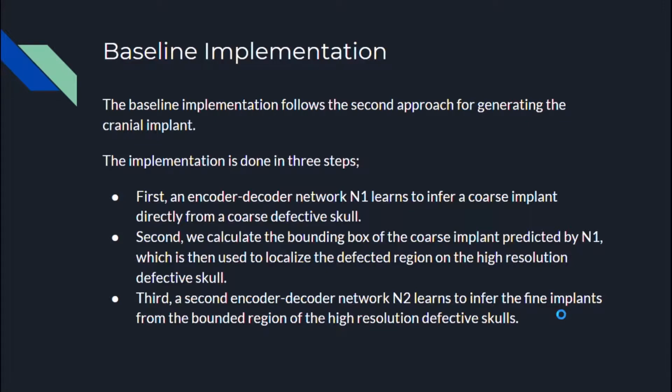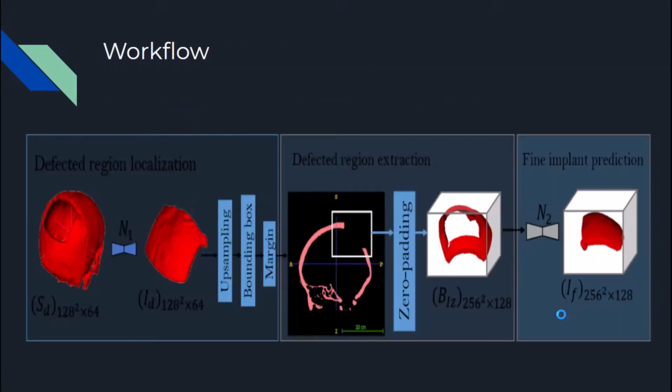The workflow diagram which you can see right now is a more intuitive explanation of how this works. As you can see, the first step is the defected region localization, which they do by inferring the coarse implant. Finally, they get the defected region extraction with the help of the bounding box, and they finally try to predict the fine implant.